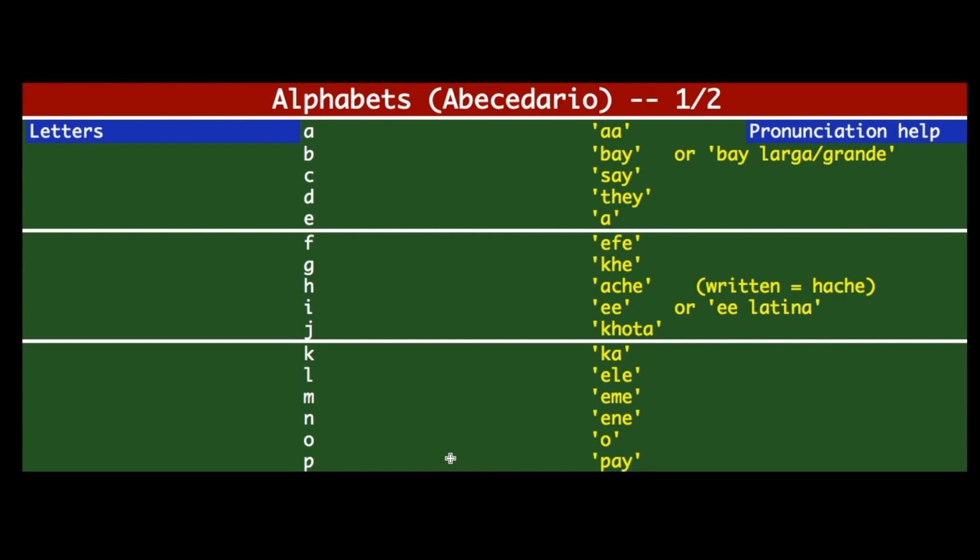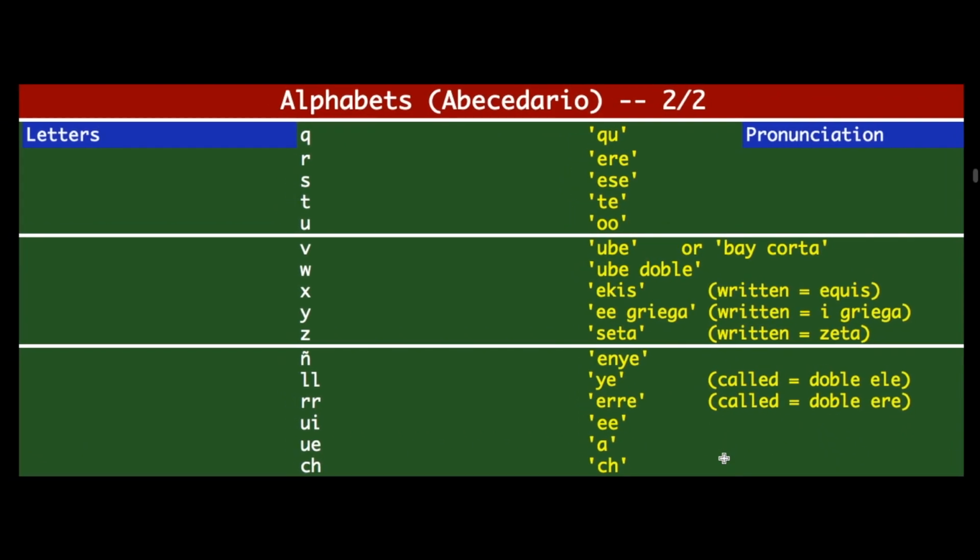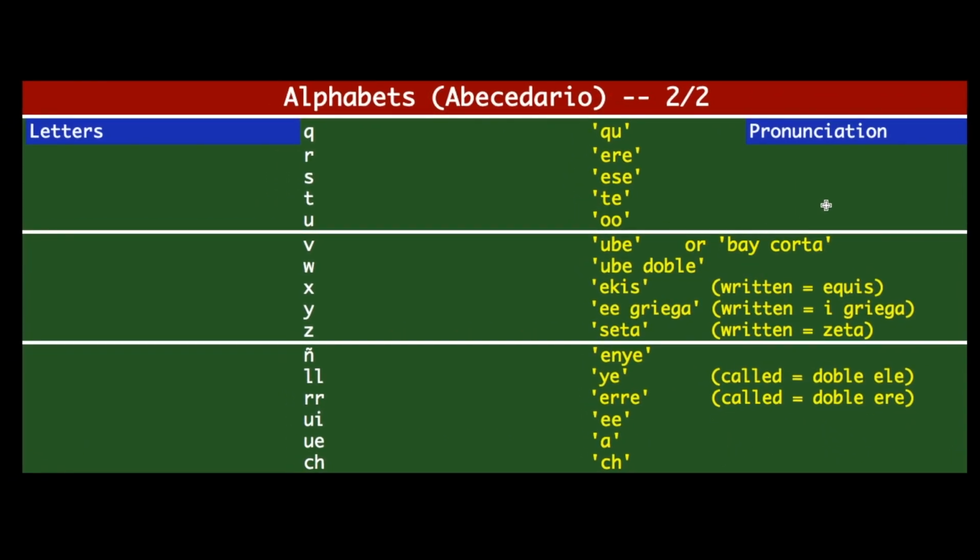O, P. Now let's go to part 2 of alphabets. Okay folks, let's continue. The next letter is Q. R, S, T. This one is U. The next is uve, or B corta. So we had seen that B was called B larga, and this is B corta. The next one is uve doble. Let's take a pause here folks.